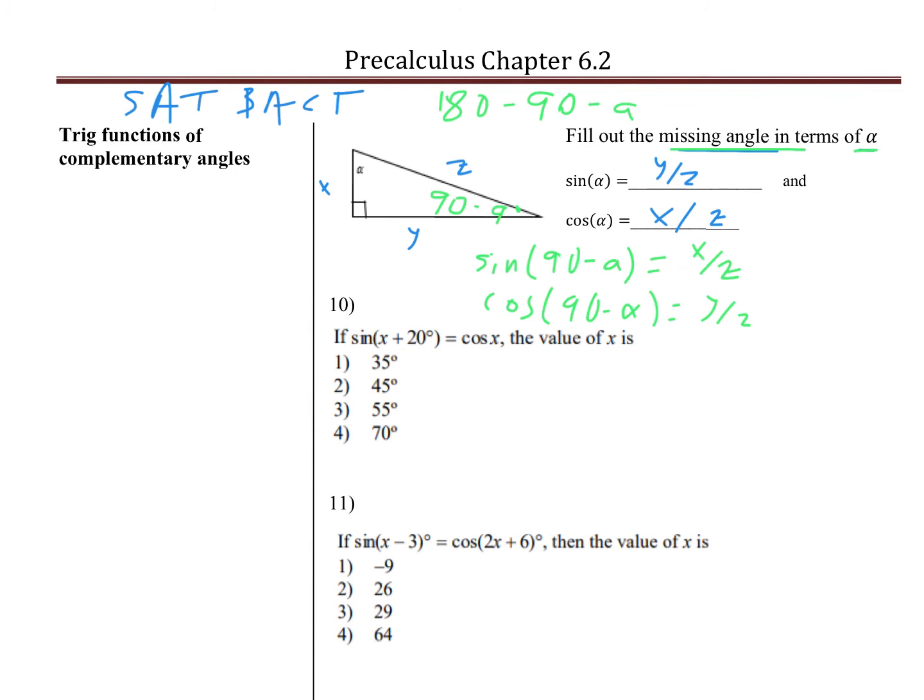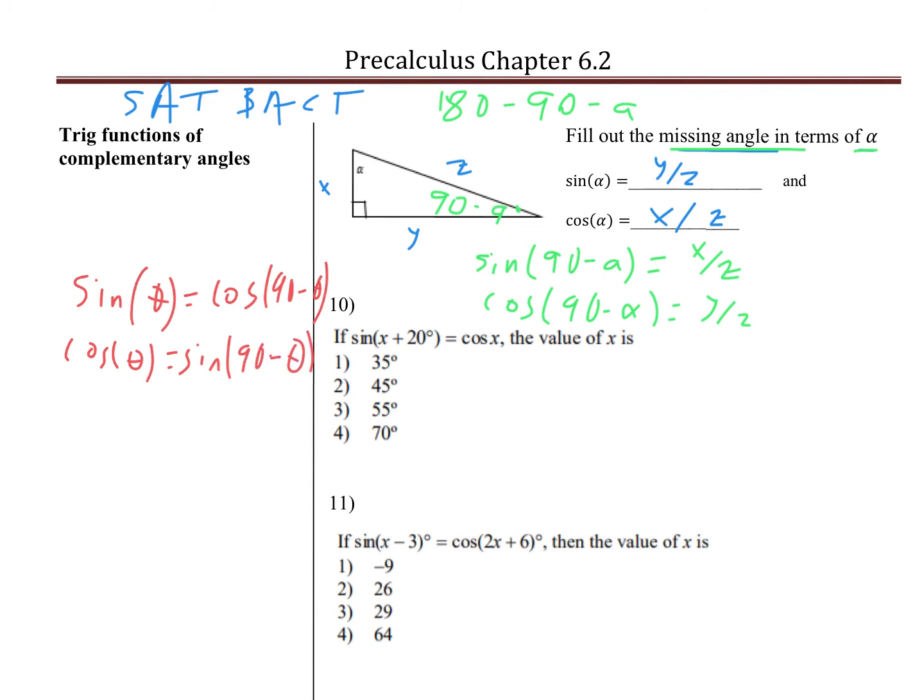So we can always say that sine of any angle, which I'll now call theta, we could call it alpha, is equal to cosine of 90 minus that angle. And then on the other hand, cosine of any angle is equal to sine of 90 minus that angle.